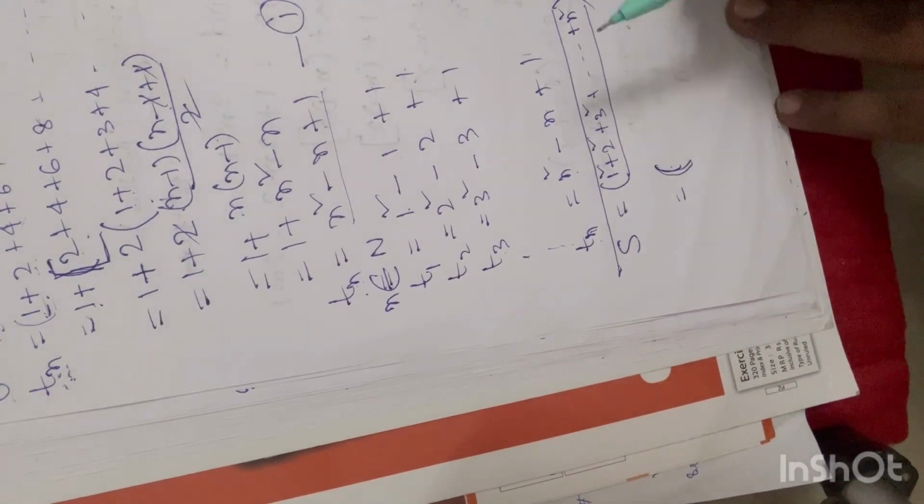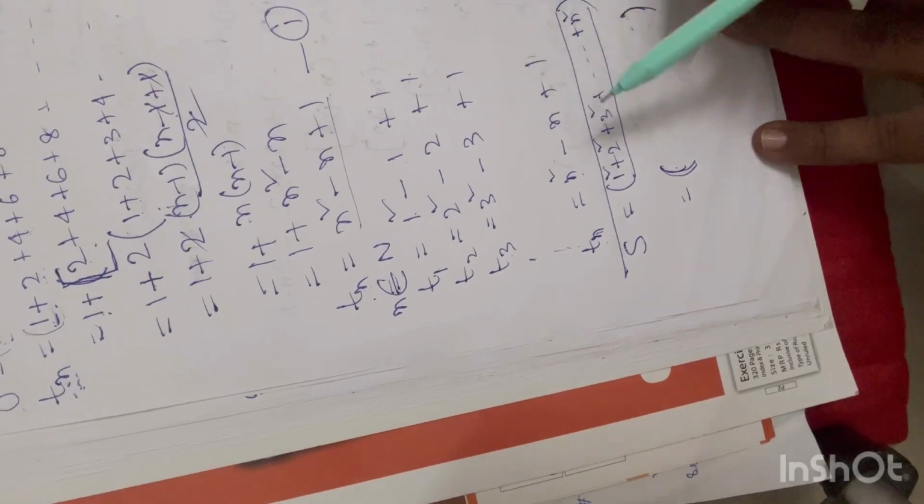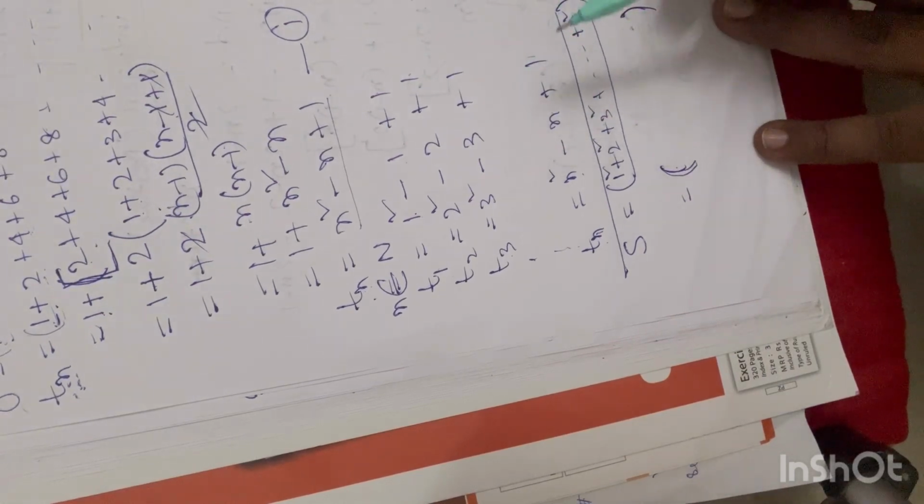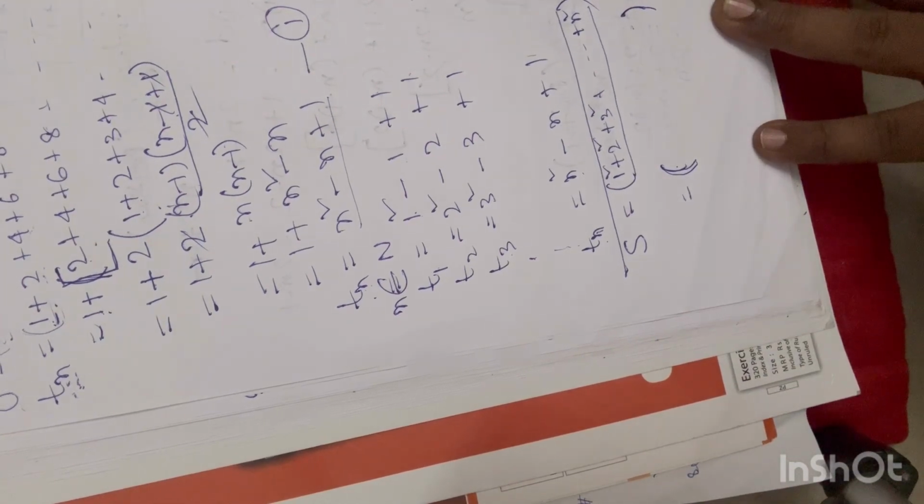Till now, what I am trying to make you understand is that wherever it is needed, I can put the sum of the straightforward or symmetric series directly. I need not derive it every time to get the result. Understood?